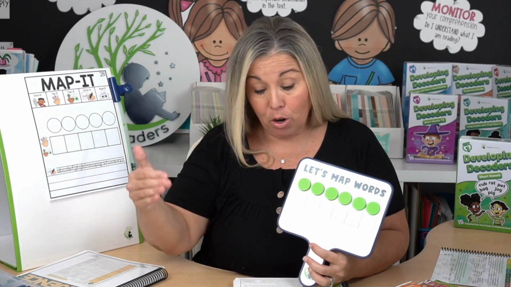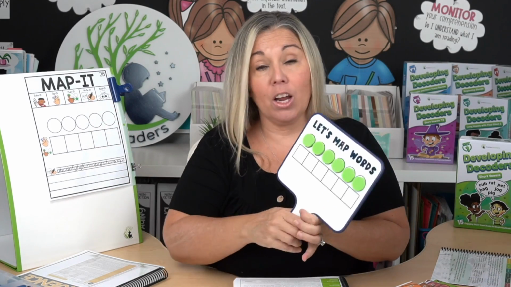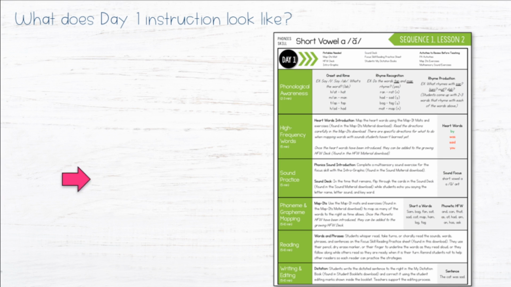But the other three words, was, said, and you, are irregular, and we want to explicitly teach them as heart words using our Map It paddle or a work mat for phoneme grapheme mapping. So that is the second part of your lesson, phoneme grapheme mapping of high frequency words that will be in the book that the students are going to read. Super, super important. The next part of the lesson is going to be your sound practice.